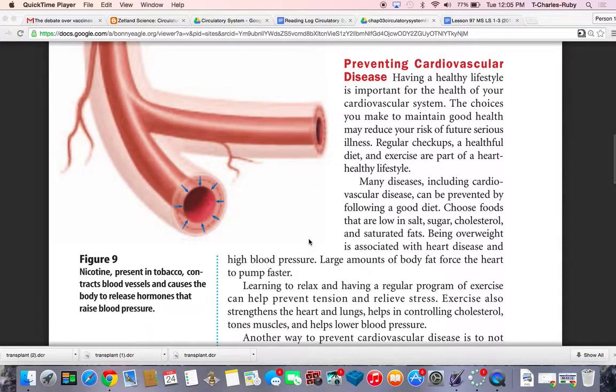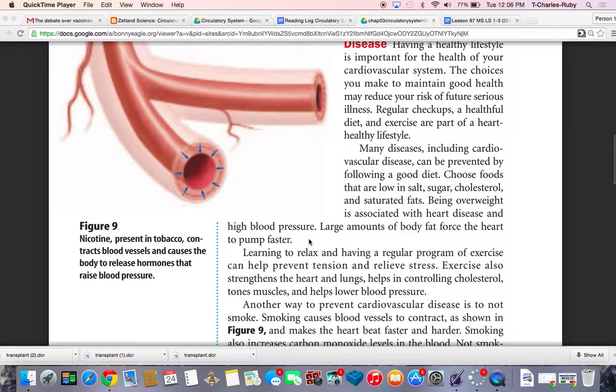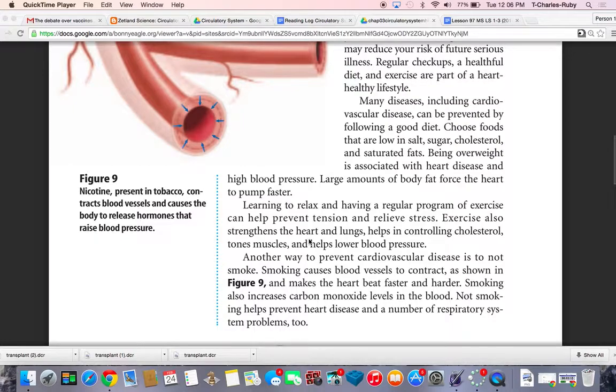Being overweight is associated with heart disease and high blood pressure. Large amounts of body fat force the heart to pump faster. Learning to relax and having a regular program of exercise can help prevent tension and relieve stress. Exercise also strengthens the heart and lungs, helps in controlling cholesterol, tones muscles, and helps lower blood pressure.